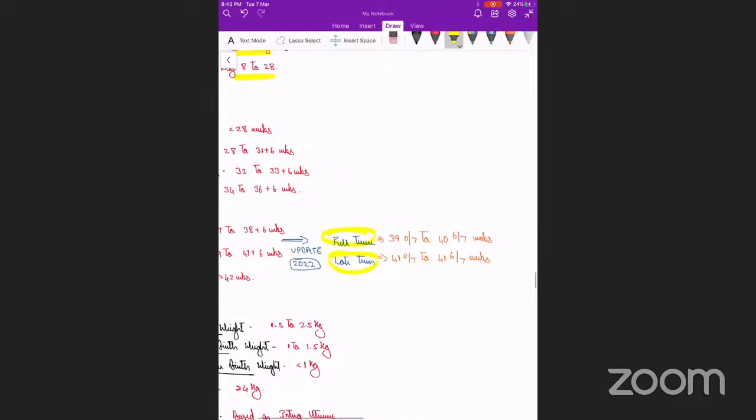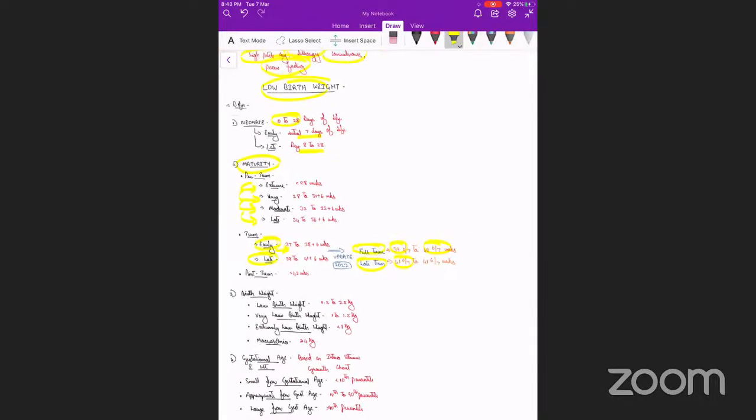Fine. So what is a full term baby? Full term baby is from 39 completed weeks to 40 weeks plus 6 days. And what is late term? Late term is between 41 completed weeks to 41 plus 6 weeks. So this is the recent update. We divide term babies into early term, full term, and late term.